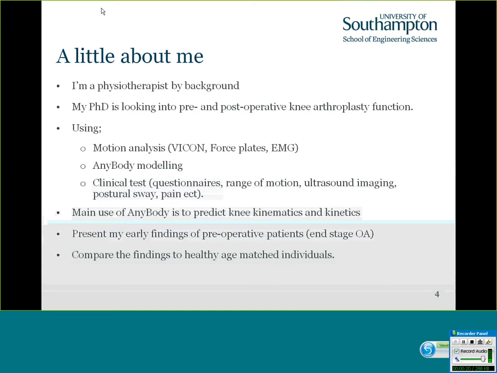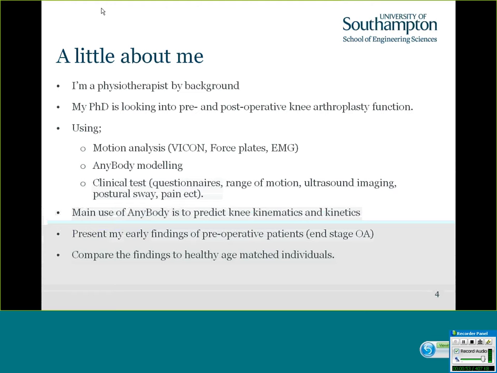I'm a physiotherapist by background, and I started my PhD a couple of years ago looking into pre- and post-operative knee arthroplasty function. Some of the tools that I'm using are motion analysis, which includes the Vicon and force plates, EMG, obviously using the AnyBody musculoskeletal modelling system, and I also incorporate a number of clinical tests such as questionnaires, range of motion, and ultrasound imaging, in order to get an evaluation of patient function.